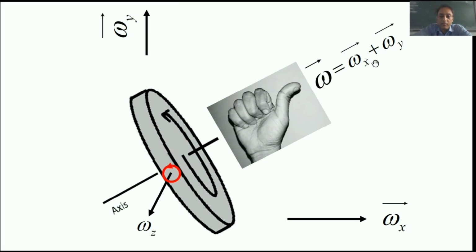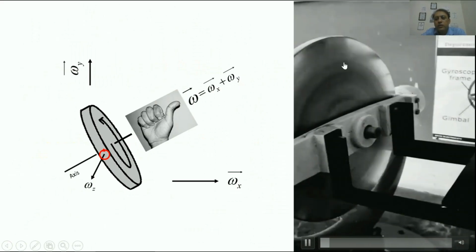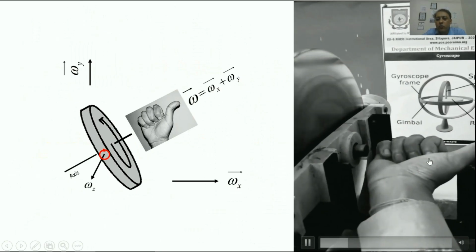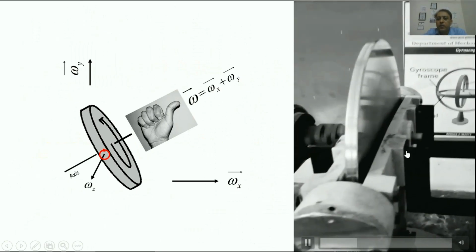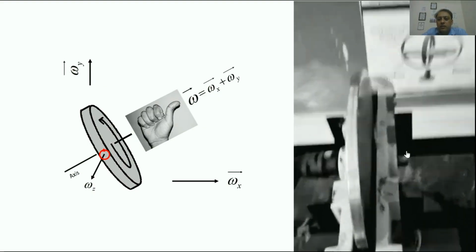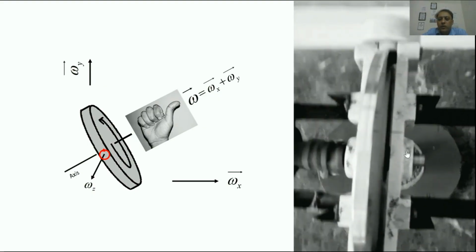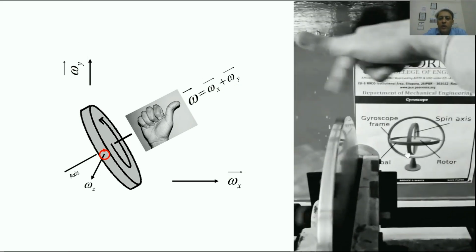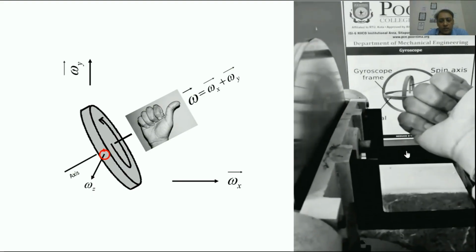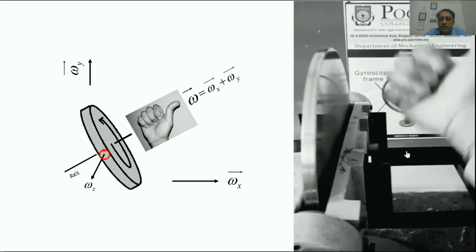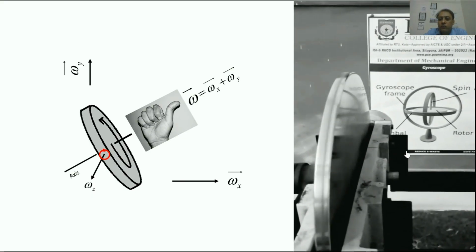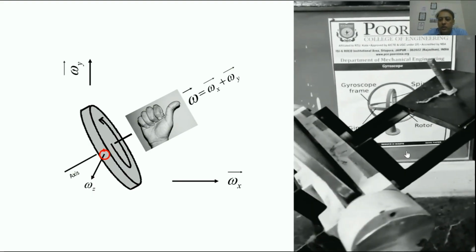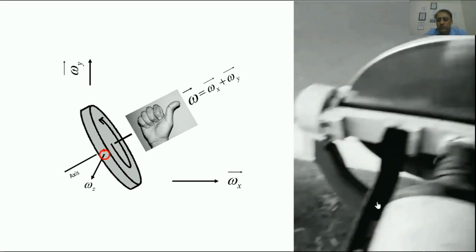Let's go with that. You can see that this wheel is spinning in the anti-clockwise direction. This is the direction of omega x, and this is the top view. If from the top I spin it in the anti-clockwise direction, then this will be omega y, and both the vectors will align like this, following the rule of vector addition. So I am giving that spin from the top, omega y. You can see it like this.